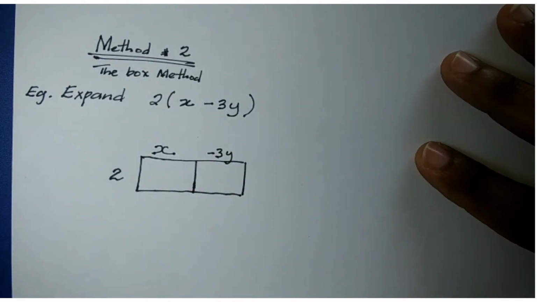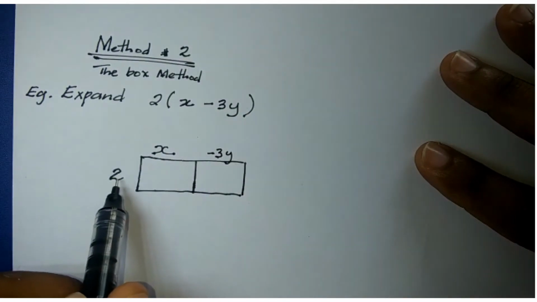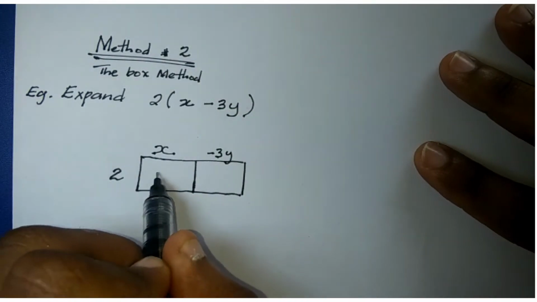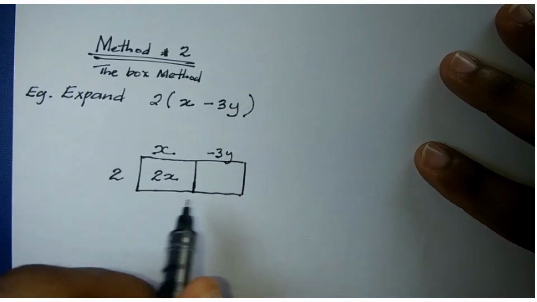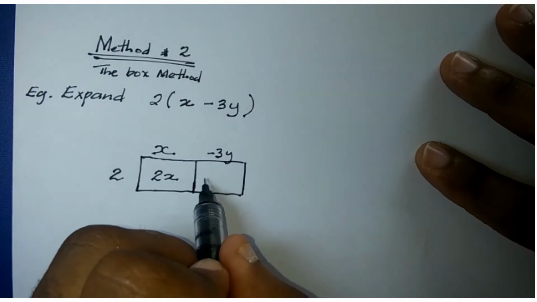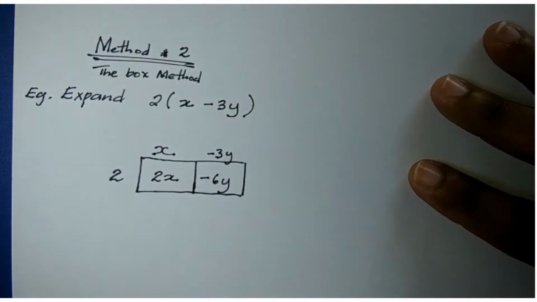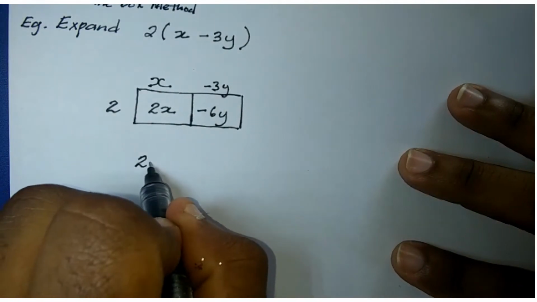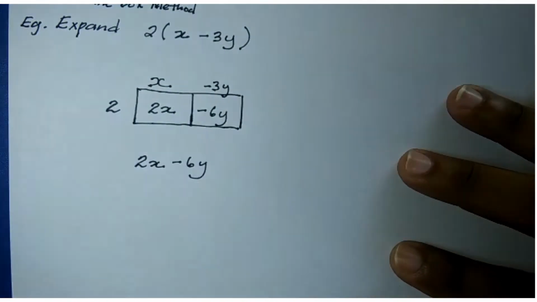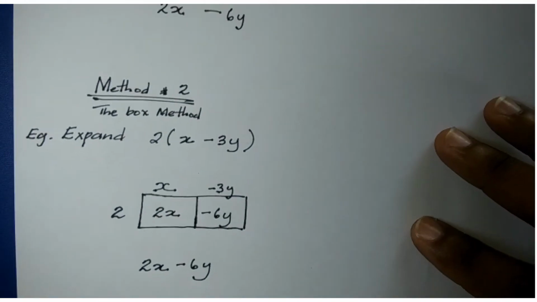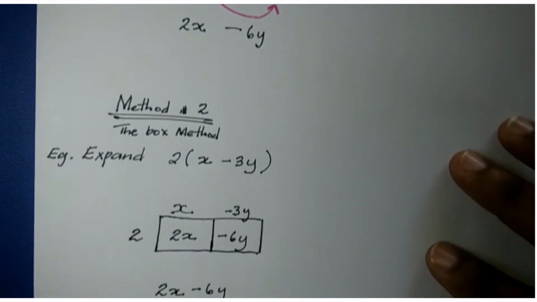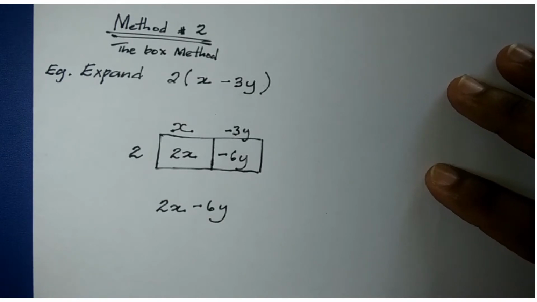Now what should go inside the box? It will be the product of the 2 things that's on top of it and to this side. So 2 times x will give me 2x, and 2 times minus 3y will give me negative 6y. Then when I'm finished, I put the things inside the box together. So I'm going to get 2x minus 6y. Same answer as before when we did method 1. So method 2, the box method, will come in very handy when we're looking at another example with expanding 2 brackets.